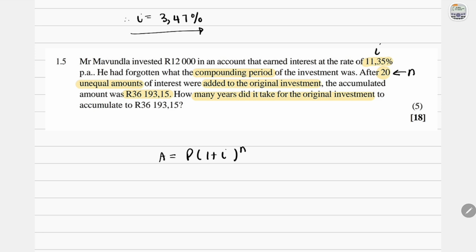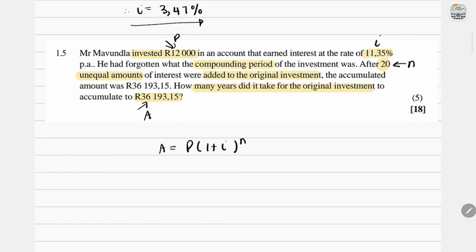And then they also say that this is the amount it accumulates to. Okay, I'll just highlight it from here. So it accumulates to this. So we know this is the value of A. And the initial amount invested was 12,000 Rand. So this is what was put in.